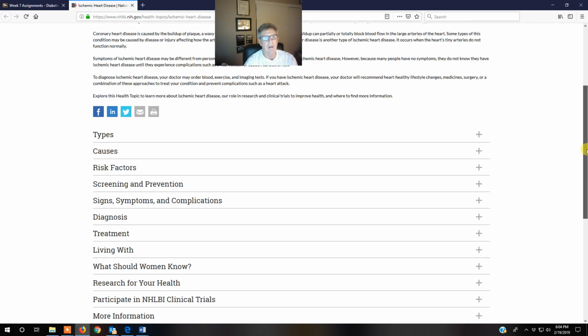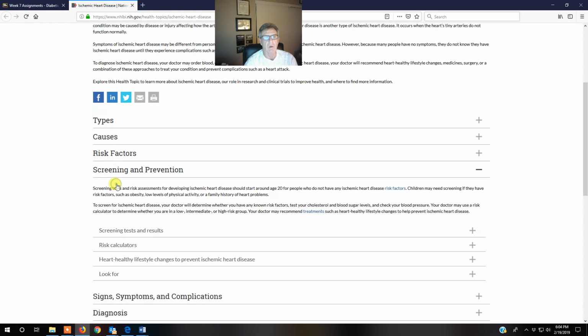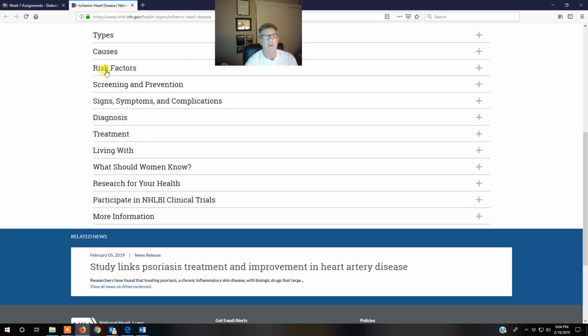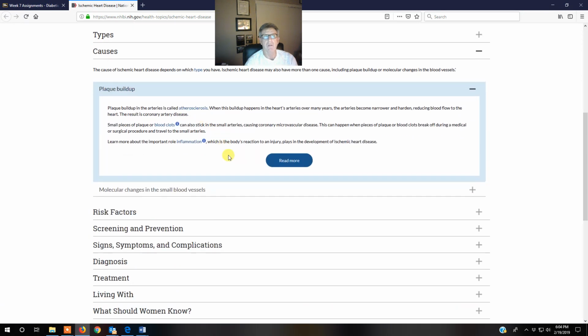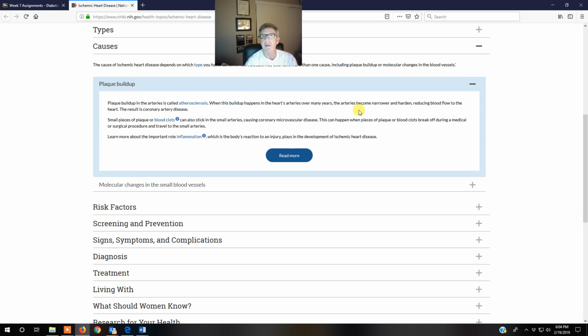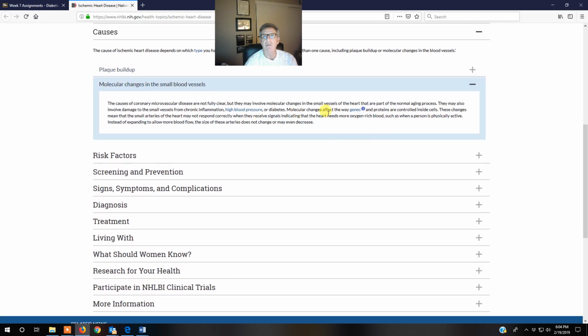Okay. You go down here and you show some curiosity, and you find out all the unique features. Again, it's this hypertext. You can look at screening and prevention if you wish. You can look at causes, okay? We can look at plaque buildup right here. It kind of reviews what I was talking about, so you go into there. It talks a little bit about the plaque, the hardening of the arteries, the narrowing that comes with this, okay? You can look at the molecular changes, okay? And this is a lot about what I was talking about as well. So I just want you to review this.